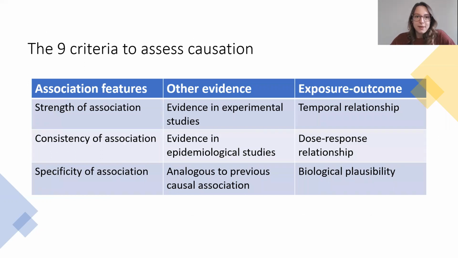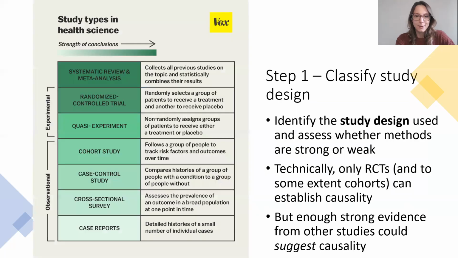Now, the 9 criteria can be grouped into three broad categories. Three of the criteria have to do with the association between the two variables, the exposure and the health outcome variable. Another three have to do with comparing it to other studies and other evidence. And the third group has three criteria that have to do with the specific exposure-outcome relationship. We'll talk about each of these 9 criteria individually, so get comfortable, get cozy, we're going to go through this whole thing.